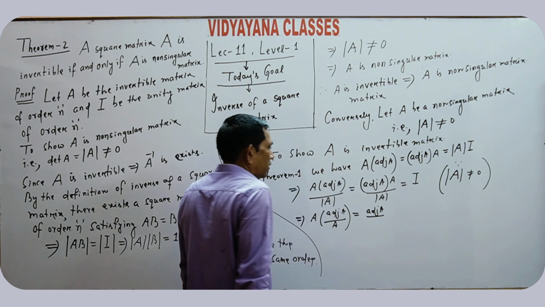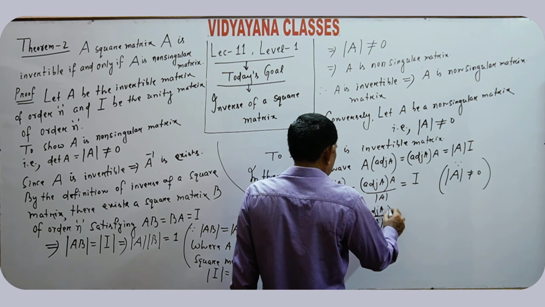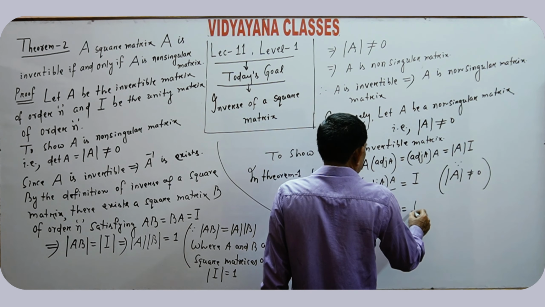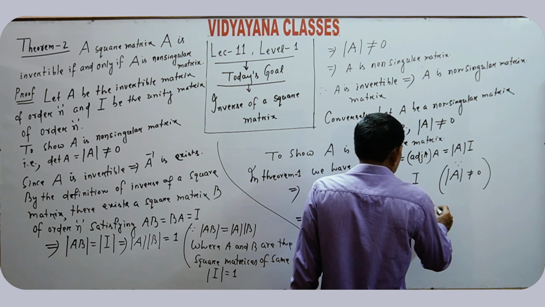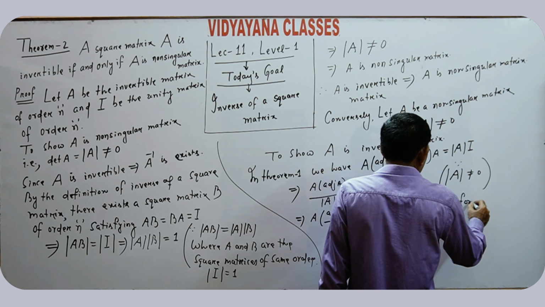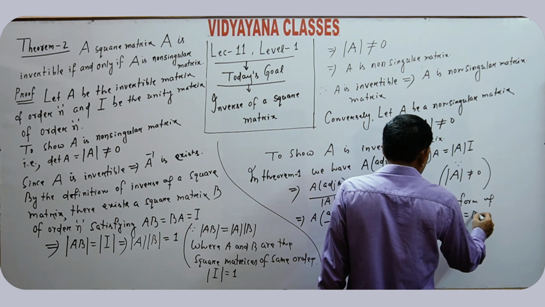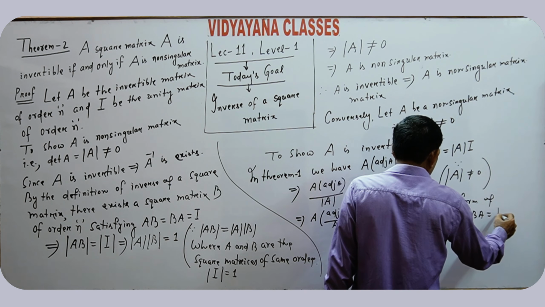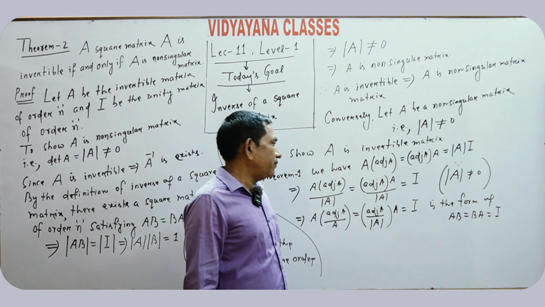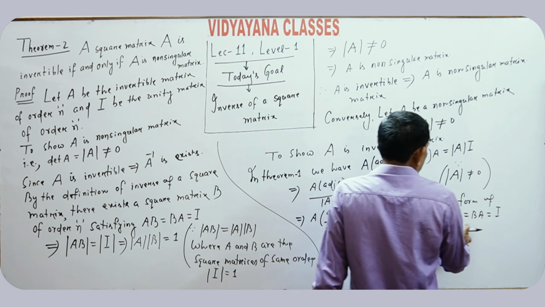Adjoint A divided by A determinant into A is equal to I. It is the form of AB is equal to BA is equal to I. It is the definition of inverse. AB is equal to BA is equal to I.